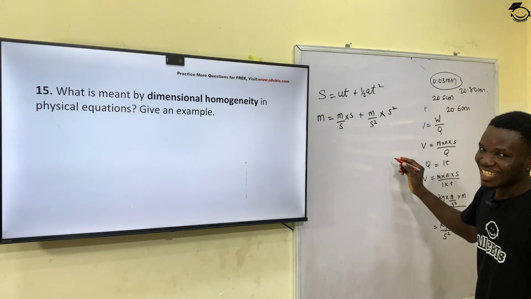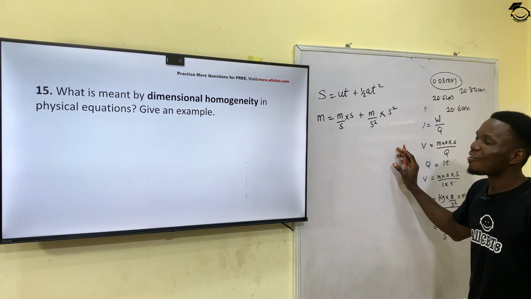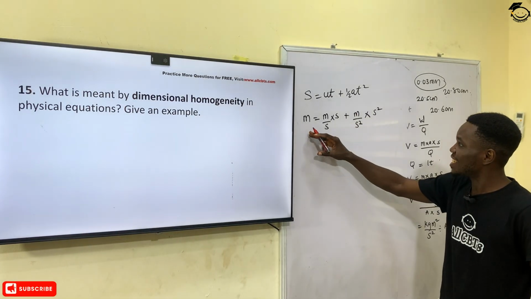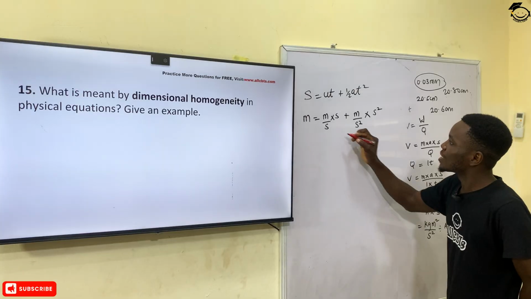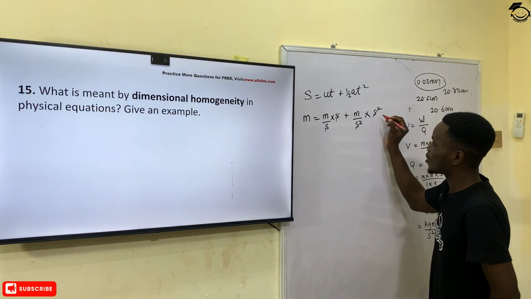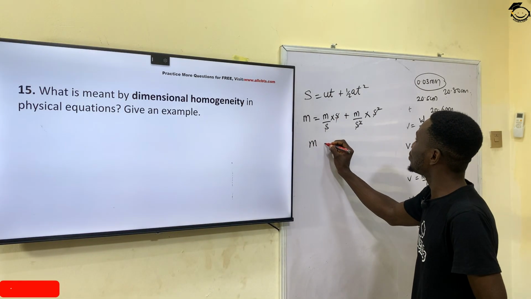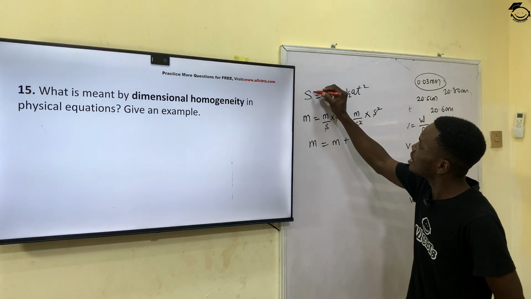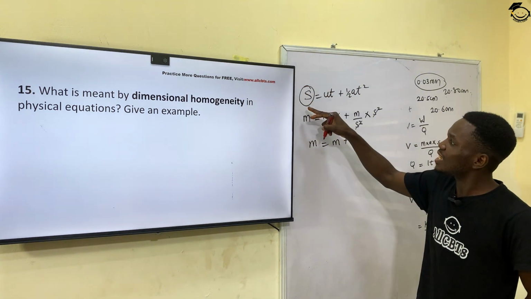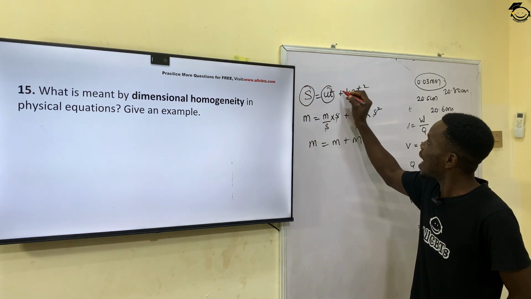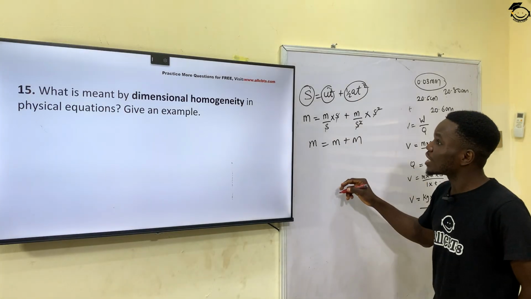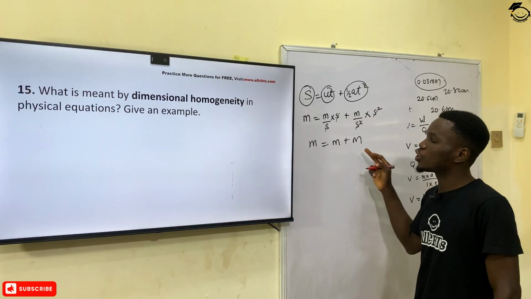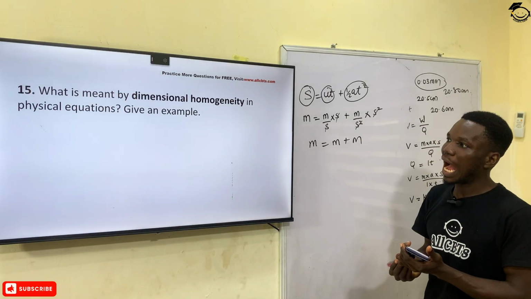So looking at this, you know that everything here is the same. How? Seconds will cancel out seconds, seconds squared will cancel out seconds squared. It means what I have here is meter equals meter plus meter. It means that this term here is the same as this term and is the same as this term. This particular equation is dimensionally homogeneous because all the terms are equal.